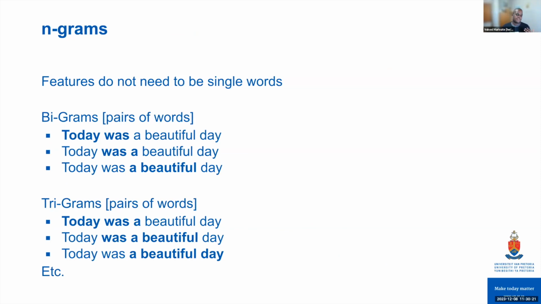Also, a feature does not necessarily need to be a single word. It can be combinations of words, like a bigram, which is 2 words. So "today was" becomes one feature, "was a" becomes another feature, or trigrams like "today was a", those types of things. So you can expand through that, and it can assist you in finding things like phrases instead of finding kind of one word.